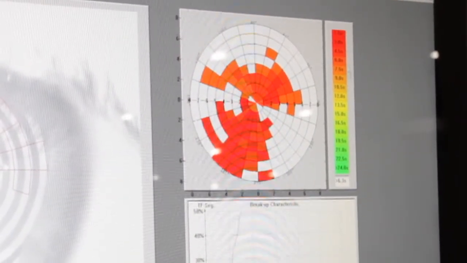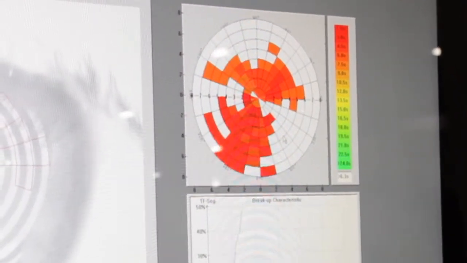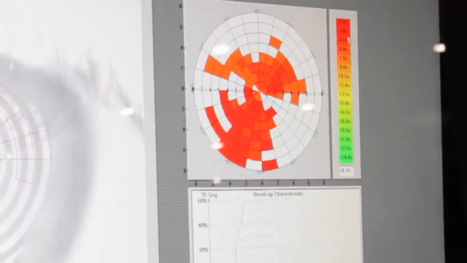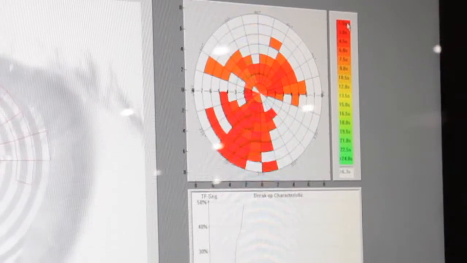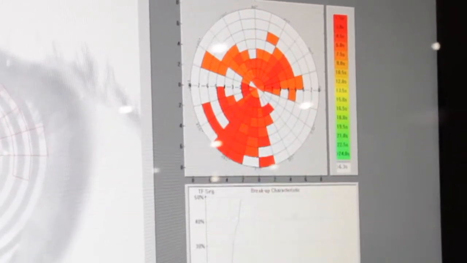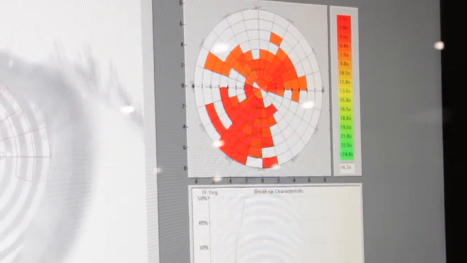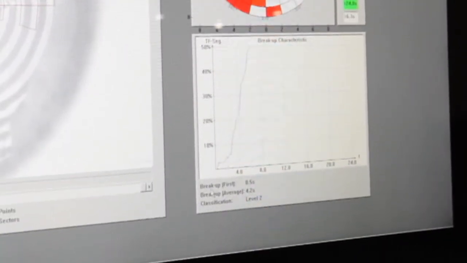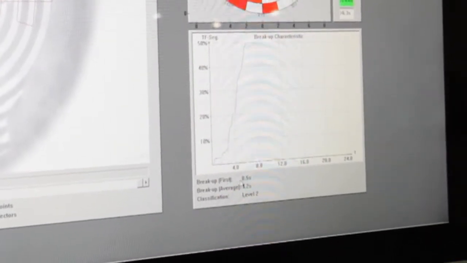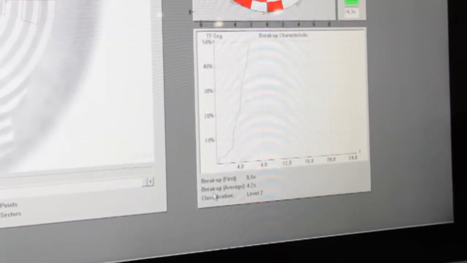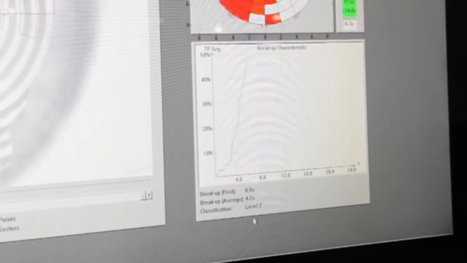For the color scale, we are using seconds. So for this patient, we have a lot of orange and red areas, which shows that the breakup started happening at 0.5 seconds, and this is a case of severe dry eye. Down at the bottom, we have the first breakup, the timing of the first breakup, the average time for the tear film breakup, and the classification of the dry eye.